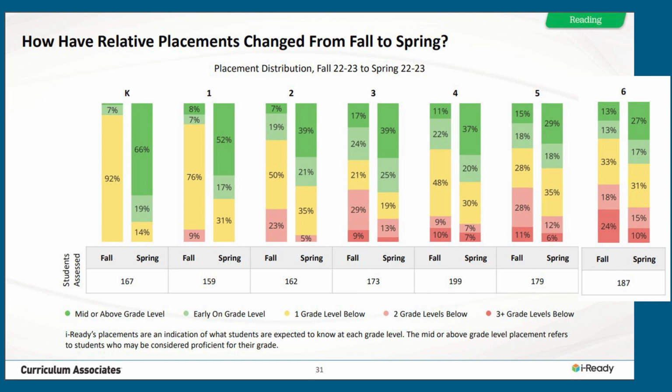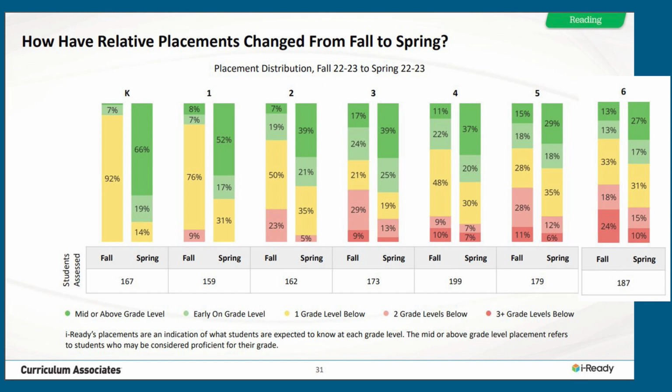This is by grade level. So taking a look, remember I told you kindergarten, they were the class that wasn't really kindergarten ready. 92% of them were not kindergarten ready when they entered, and exiting 66% of them were mid or above grade level, and 19% of them were early on level, and 14% of them were one grade level below.